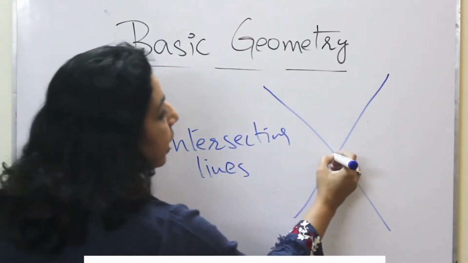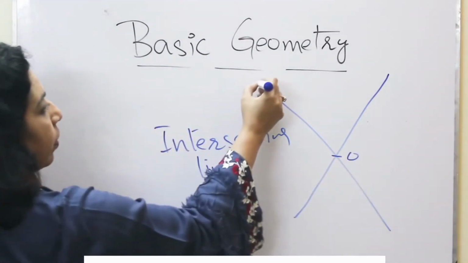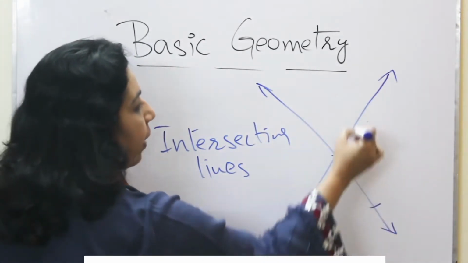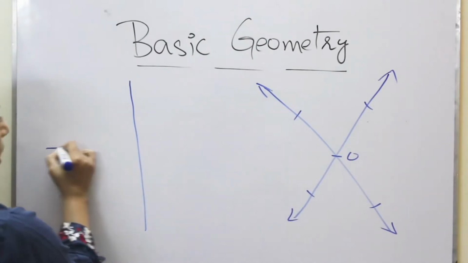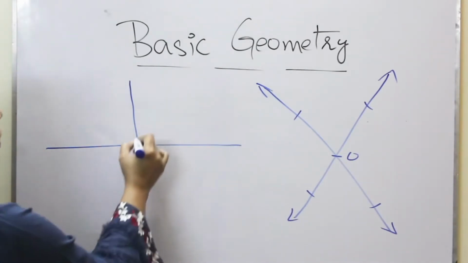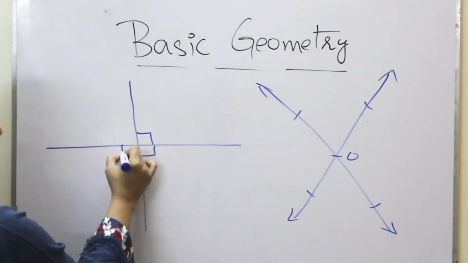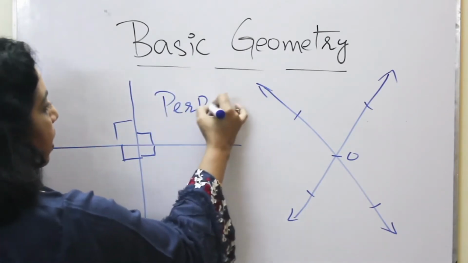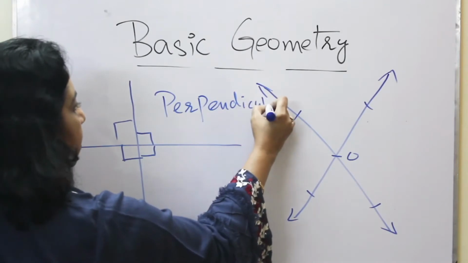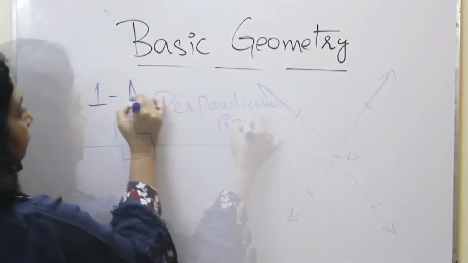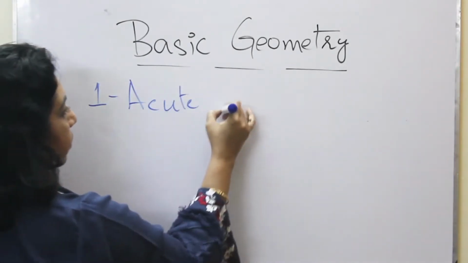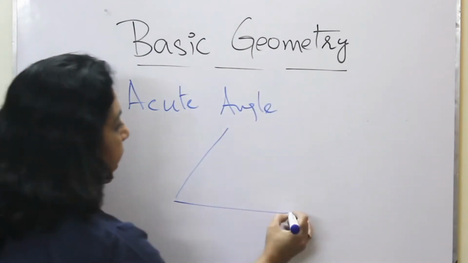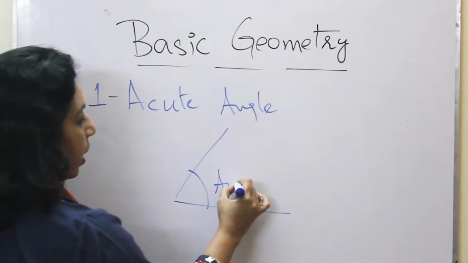They meet each other at point O. We can extend them on these sides. We can have them like this. If 2 lines intersect each other at a right angle, these are called perpendicular lines. Acute angle: an angle which is less than 90 is called an acute angle.